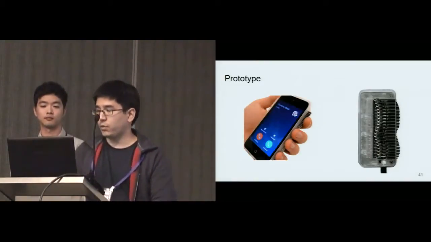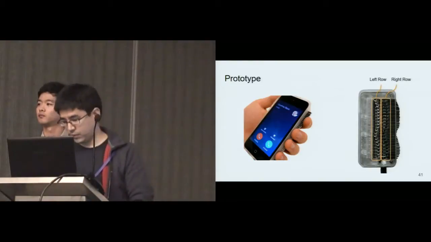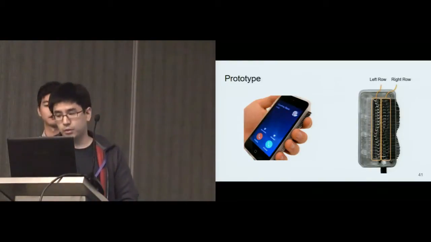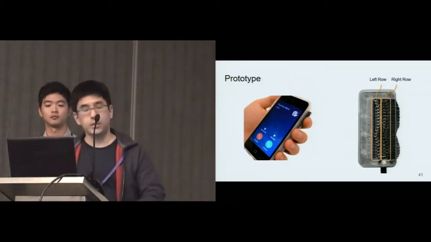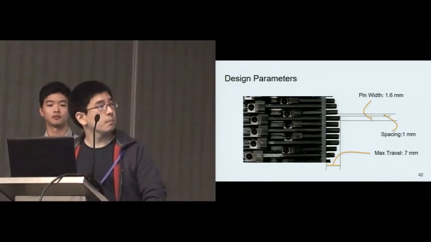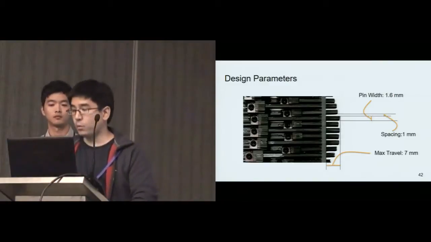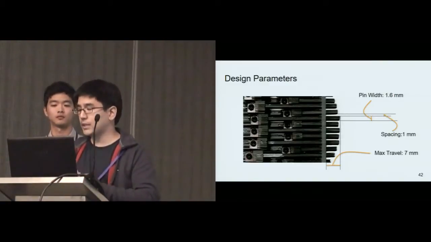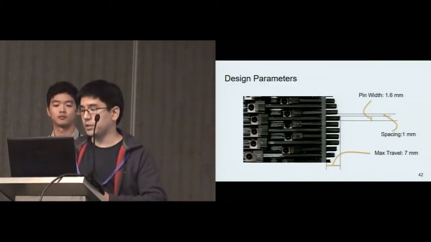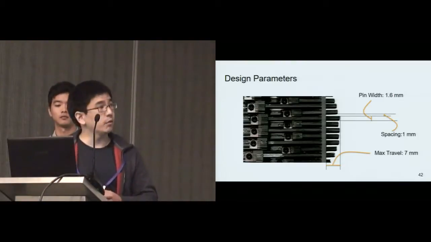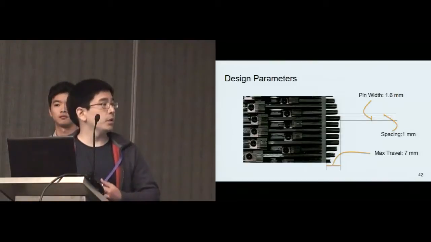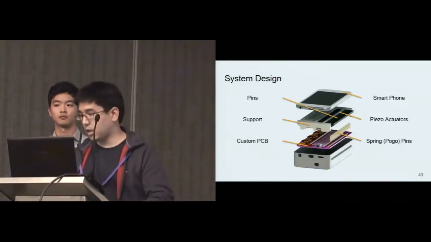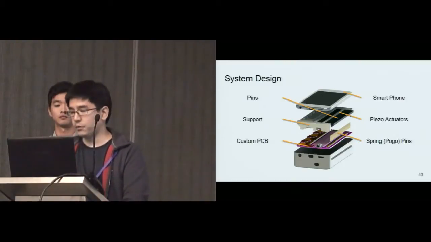You can see the device that we have prototyped. If you look at it closer, the actuators are in 2 rows, and this reduces the gap between the motors by half, consequently allowing for denser actuator configuration. With one row of pins designed, there are particular variables that needed to be determined: pin width, pitch, and travel. For our design, pin width is 1.6 millimeters, the spacing is 1 millimeter, and the maximum travel is up to 7 millimeters.